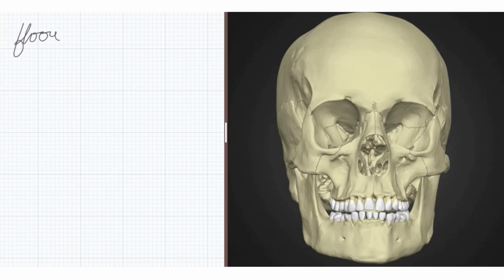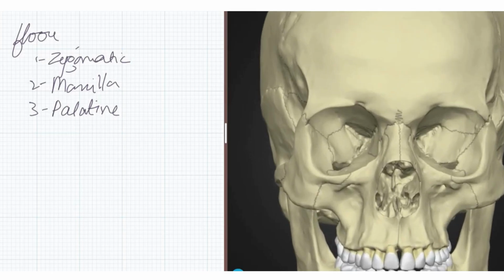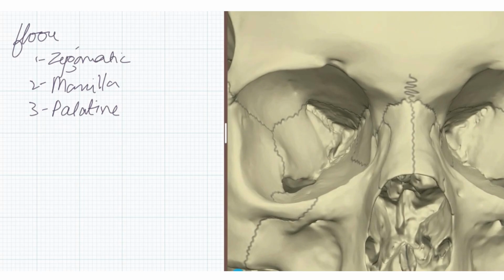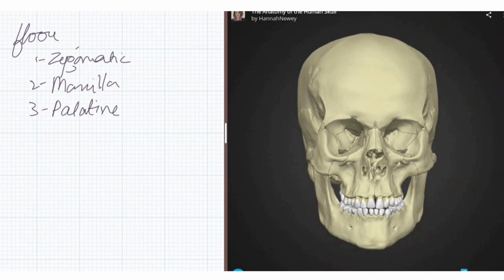The floor of the orbit is made of zygomatic, maxilla, and a smaller portion of palatine bone. This right over here is the maxilla, which makes the upper jaw. This is the zygomatic bone, and this right over here is the smaller portion of the palatine bone. Palatine bone makes the upper palate of the mouth. It contributes very less in making the floor of the orbit.